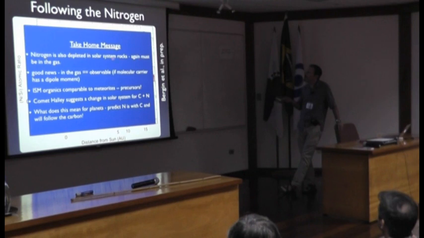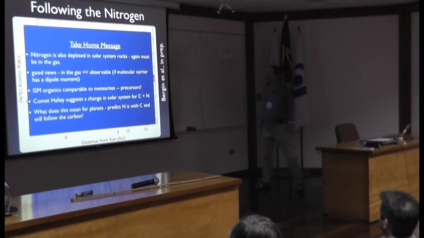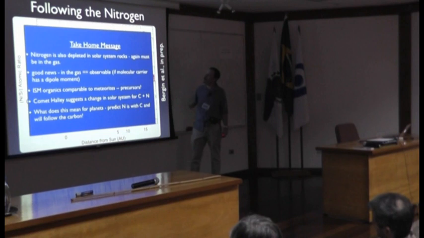So nitrogen's depleted in solar system rocks, has to be in the gas. This actually is good news for an astronomer. It's in the gas, I can detect it. Try to detect it. What if it's nitrogen, N2? If it's N2, I can detect it if there's a source of ionization to make N2H+. So we're doing it. ISM organics are comparable to meteorites. Maybe they're the precursors, I don't know. Comet Halley is really interesting.